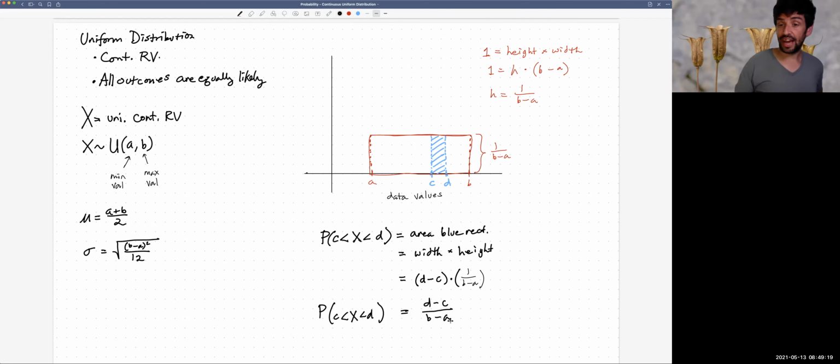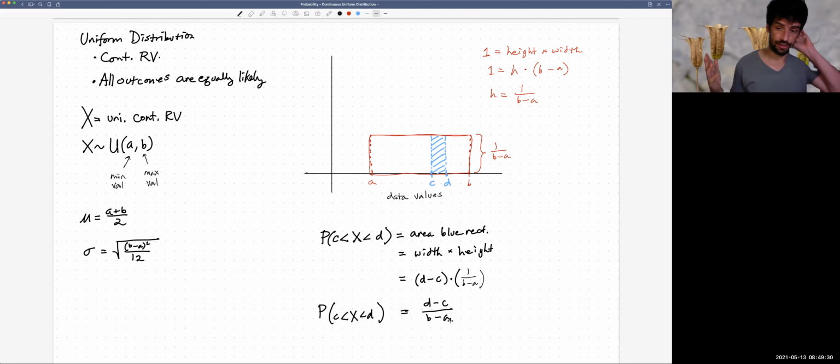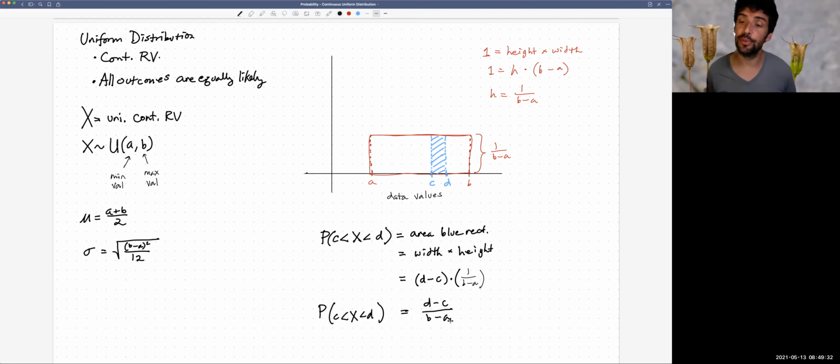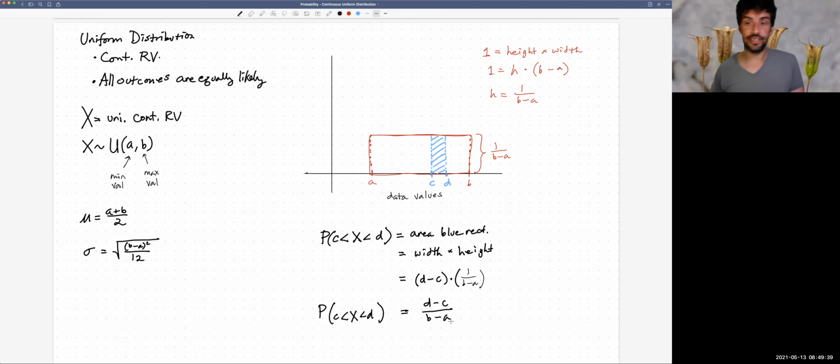Okay, so that's really all there is to the uniform distribution, more or less. We're going to do one little complication in the example we're going to do next, but it's just rectangles. The only areas we have to deal with are rectangles, and we use this nice fact that the total area is going to be 1 to get our heights of these rectangles. So let's do an example.